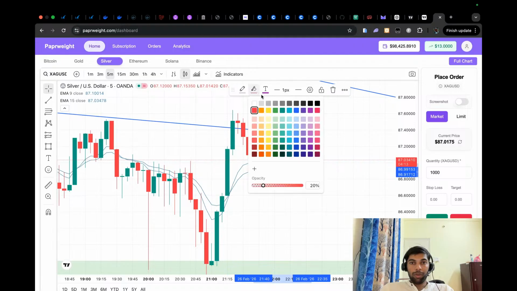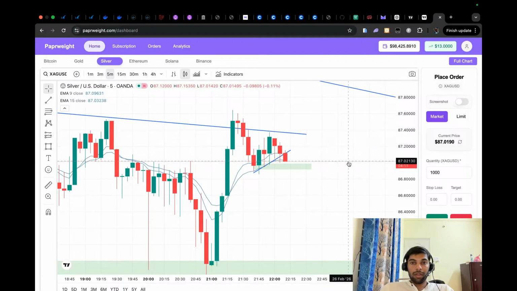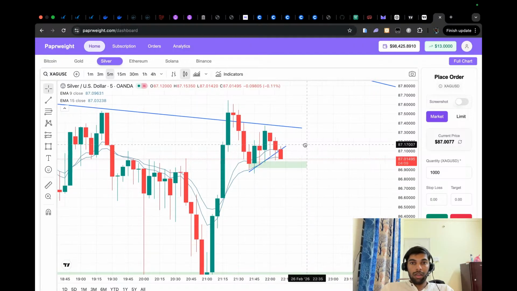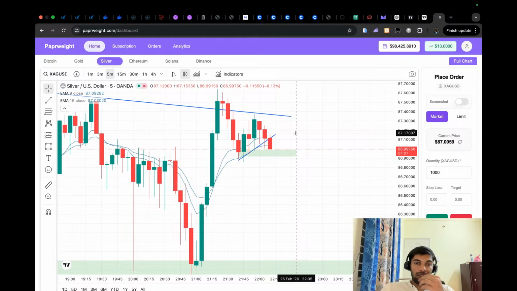This is the support in the silver side as well. So we have to be a little bit cautious.